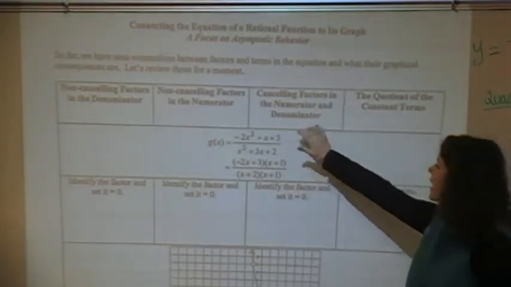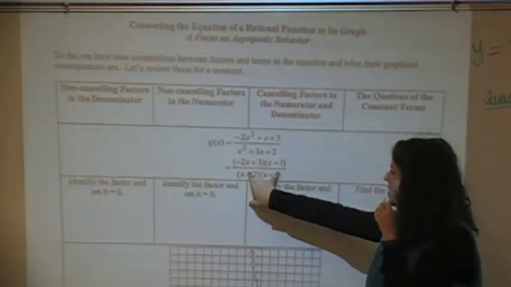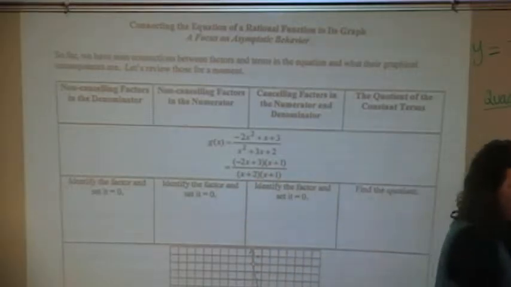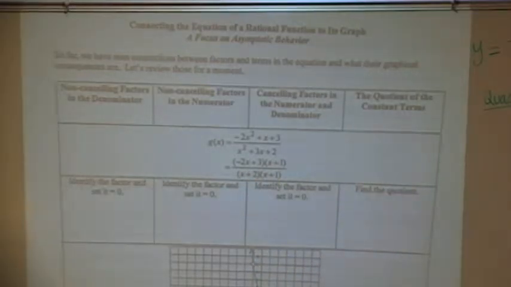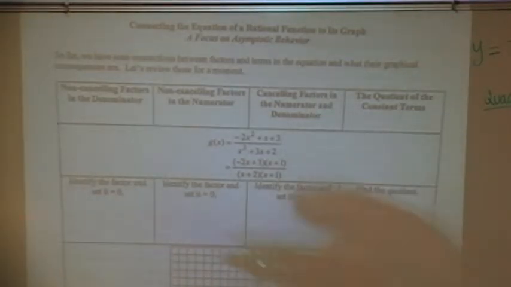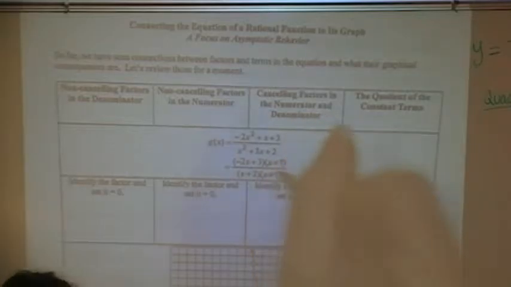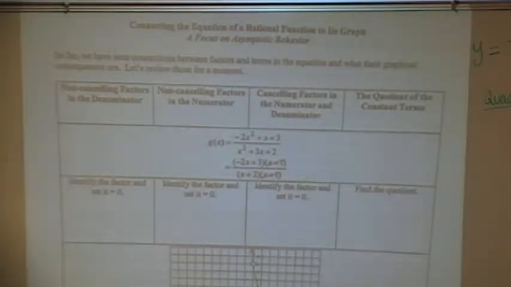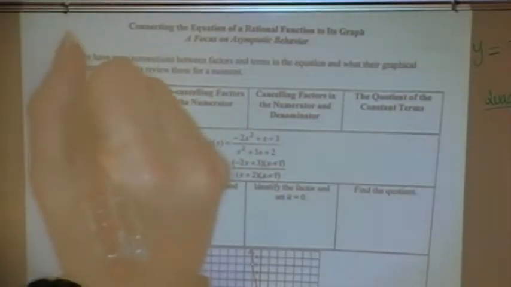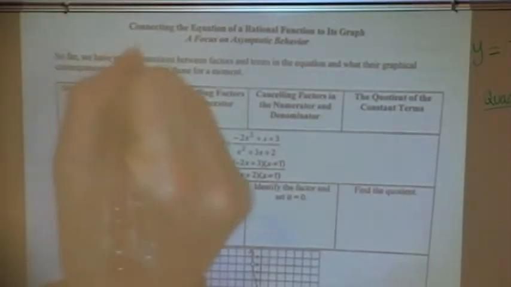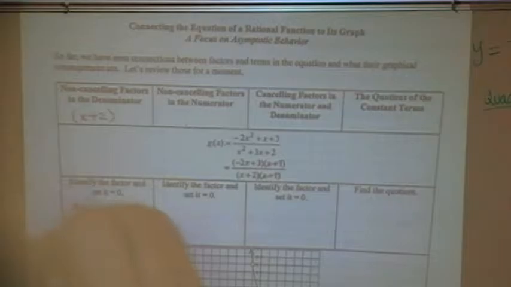So here's your rational expression. They went ahead and factored it. So, non-canceling factors in the denominator. Well, first let's go ahead and cancel out, or at least just put a line through the canceling or removable factors. That means the non-canceling factor in the denominator would be x plus 2. So set it equal to 0, solve it, and get x equals -2.